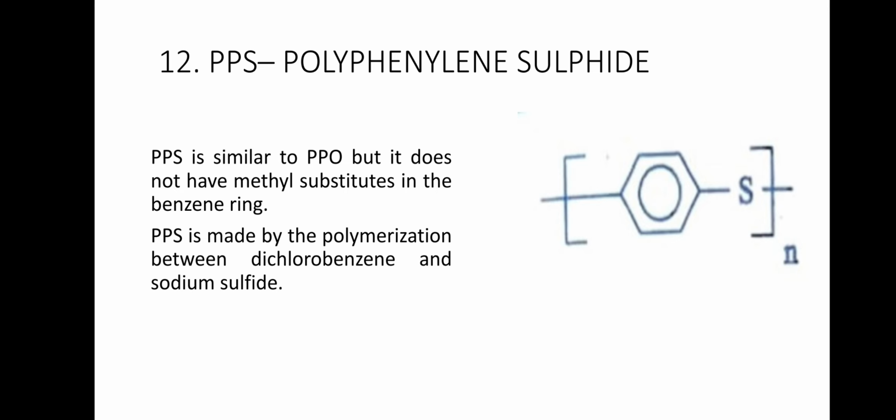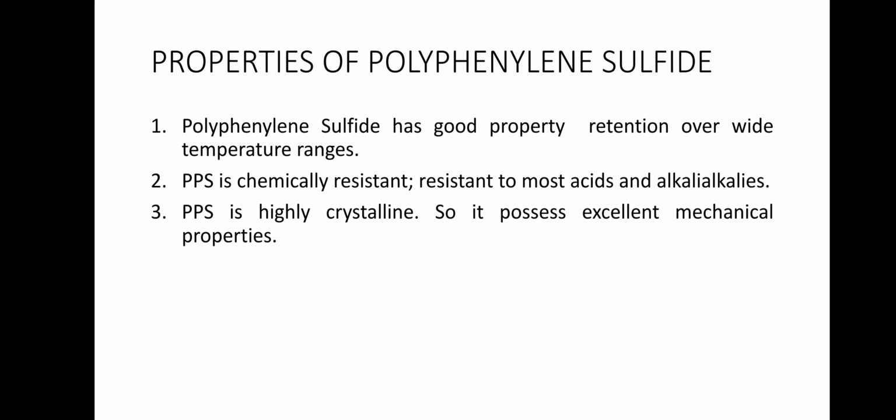The simple diagrammatic representation is benzene ring with S, n times. PPS is made by polymerization between dichlorobenzene and sodium sulfide. Properties of PPS. PPS has good property retention over wide temperature ranges. PPS is chemically resistant to most acids and alkalis. PPS is highly crystalline, so it possesses excellent mechanical properties.